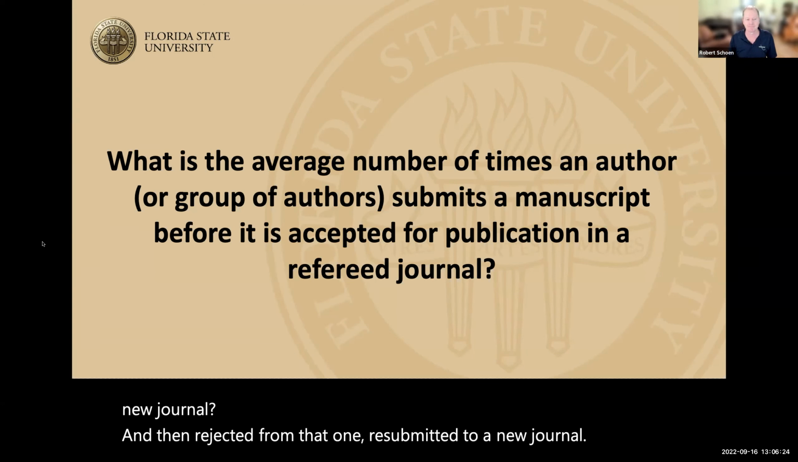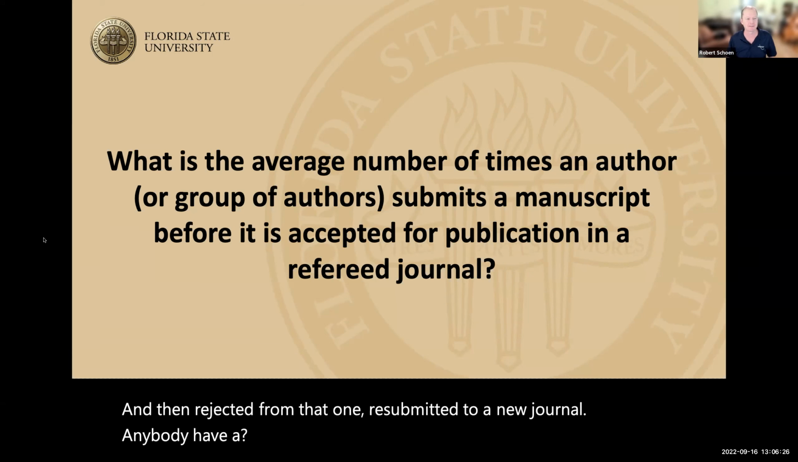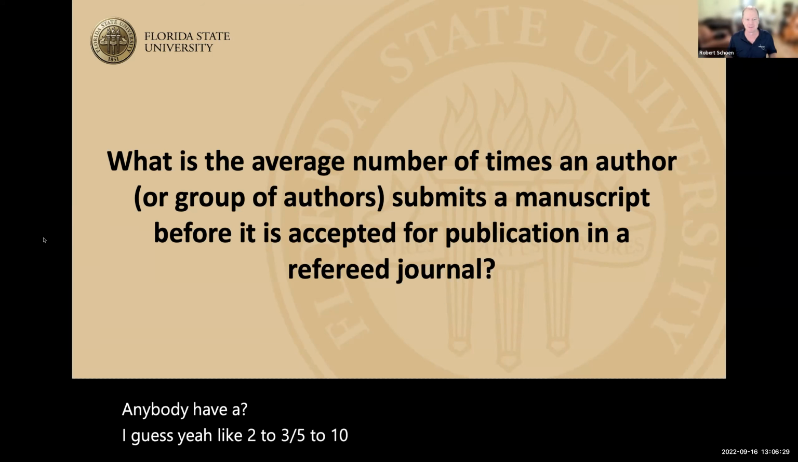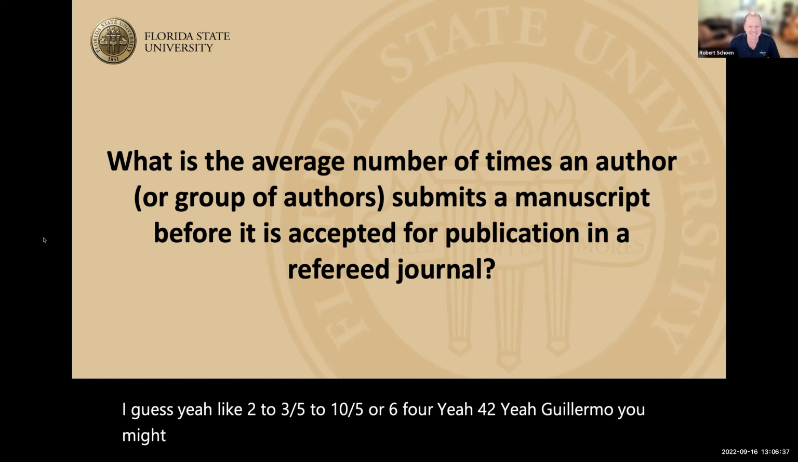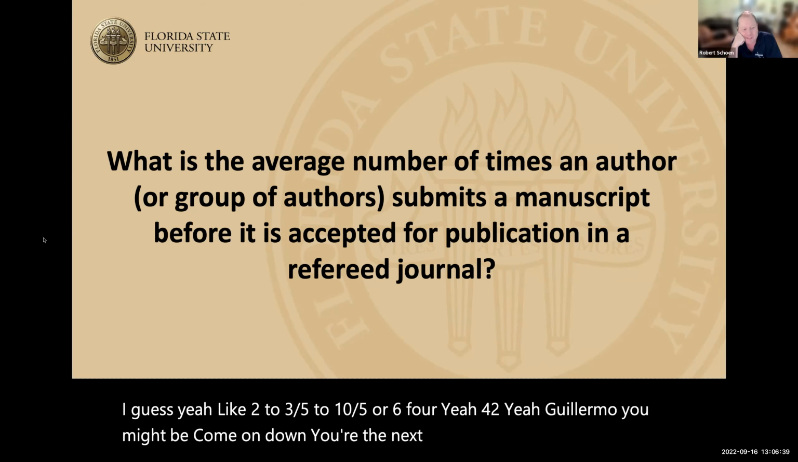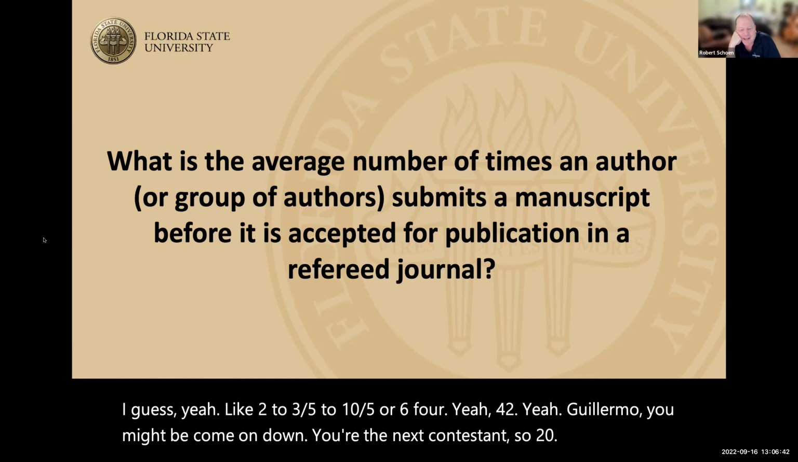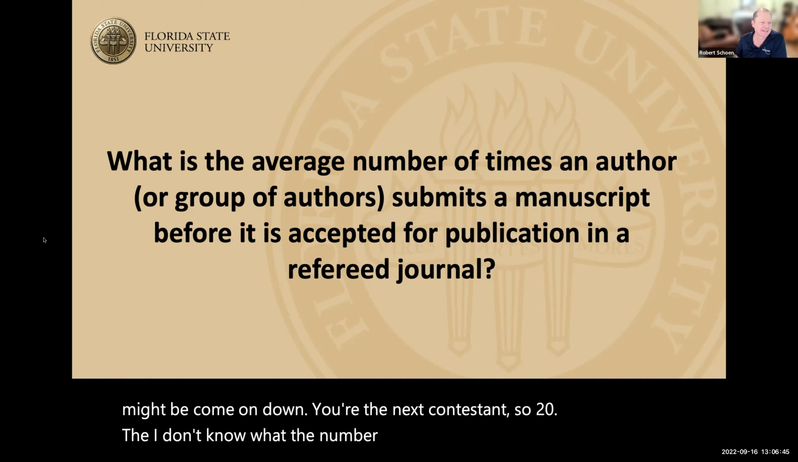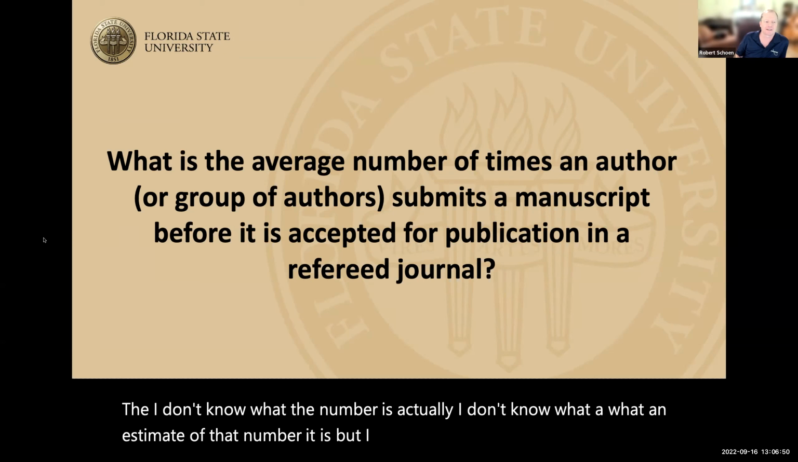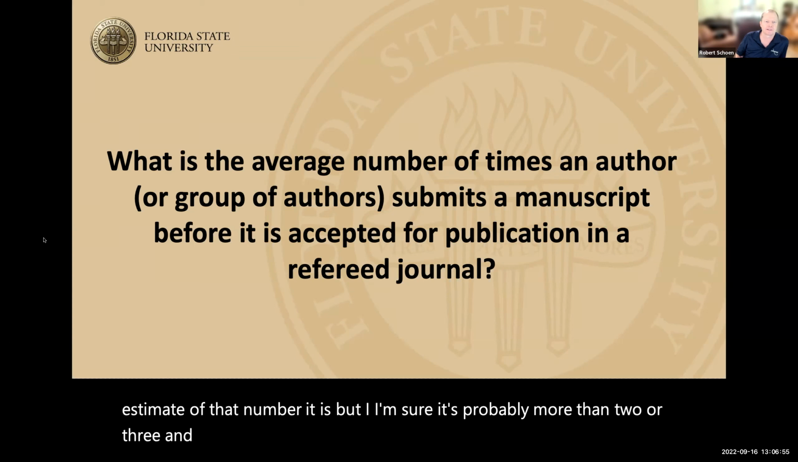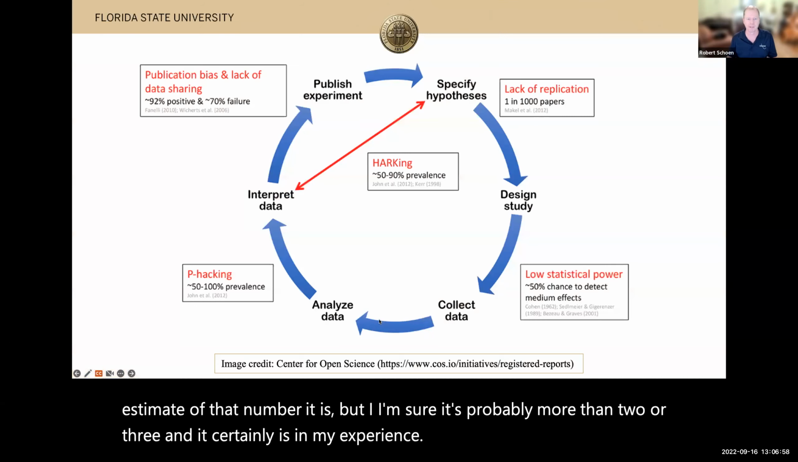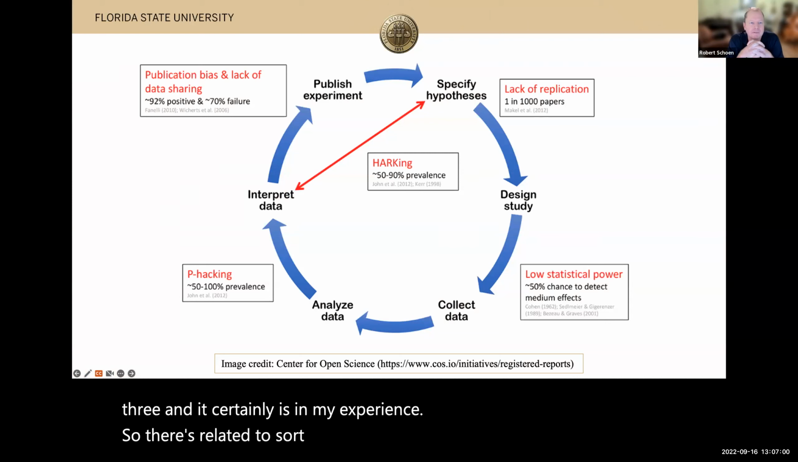Anybody have a guess? Like 2 to 3, 5 to 10, 5 or 6, 4. Yeah, 42. Guillermo, you might be, come on down. You're the next contestant. So 20. I don't know what an estimate of that number actually is, but I'm sure it's probably more than 2 or 3, and it certainly is in my experience. So this is related to publishing in refereed journals.